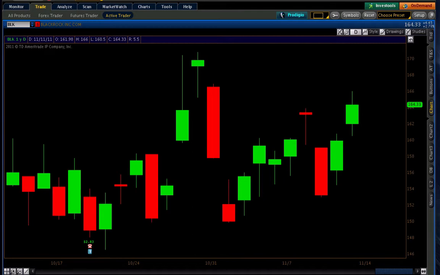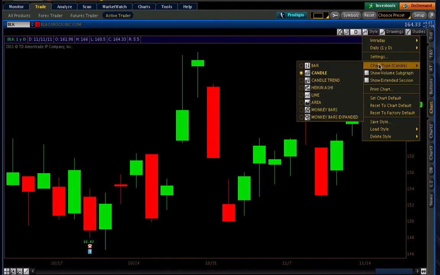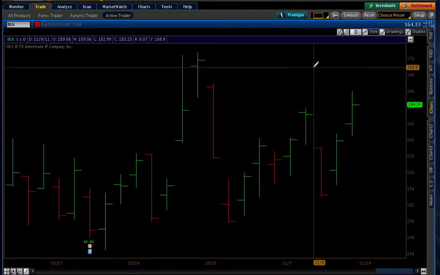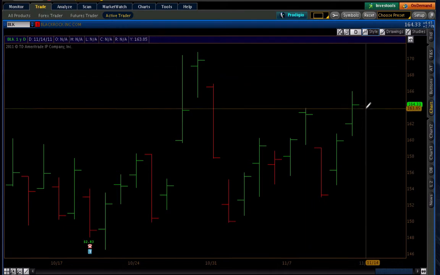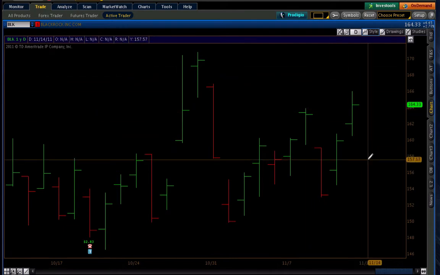So what we're looking at now is what's called the Japanese candlesticks. Now, there are many types of different candlesticks, and one I'm going to show you now is called the Western style, which is the bar. Now, the bar chart, I don't like it because it's hard for me to read the sentiment of the market and what is going on.